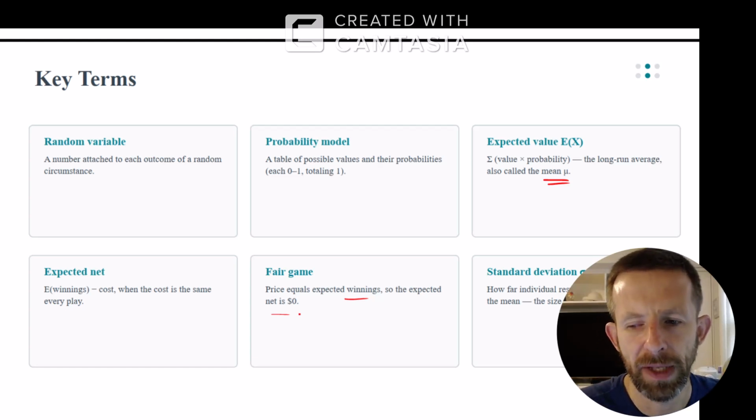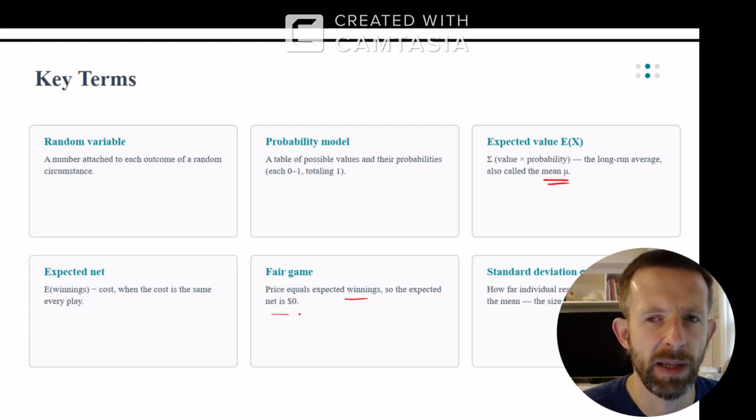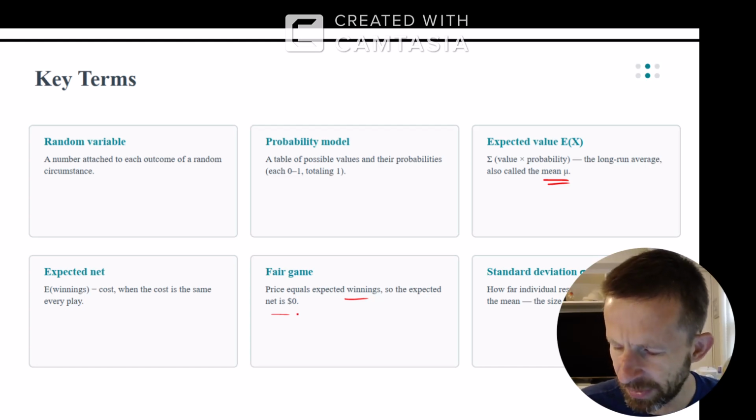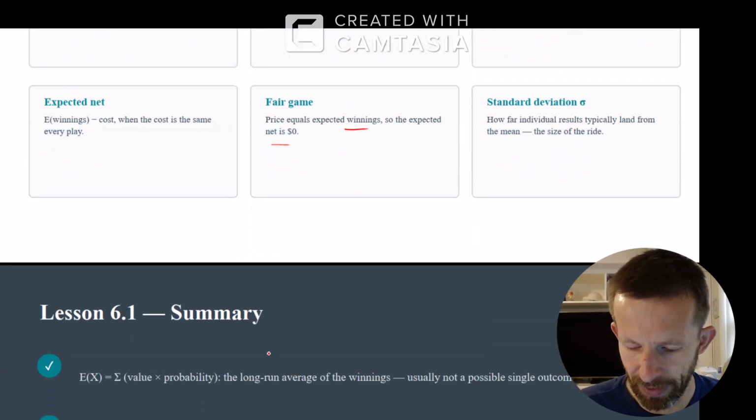But if you have a fair coin and you and your friend play, basically heads you pay me $1, tails I pay you $1. In terms of probability, we're just going to be exchanging $1 long term. And no one has an edge and no one's going to win. Standard deviation is how far individual results land from the mean, the size of the ride.